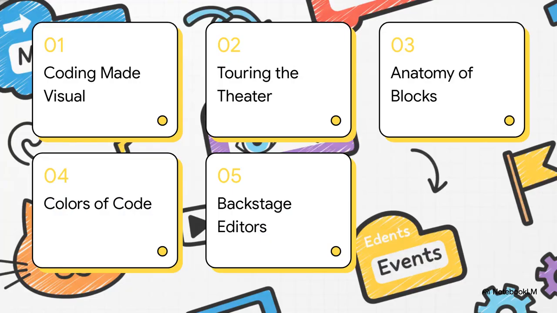So here is our roadmap for today. We'll be covering 1. Coding made visual. 2. Touring the Scratch Theater. 3. The anatomy of blocks. 4. Colors of code. And finally, number 5, the backstage editors.